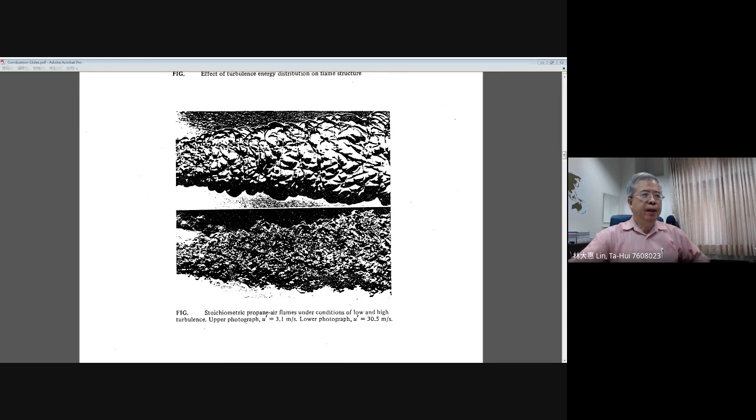Now, I think this is the end of the introduction on the combustion characteristics for premixed flame burning. The next step, we will look at the combustion characteristics of diffusion burning.